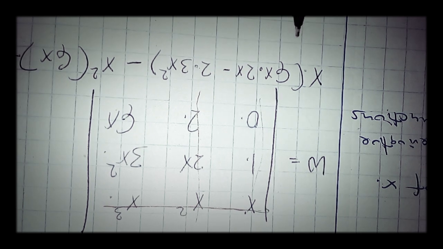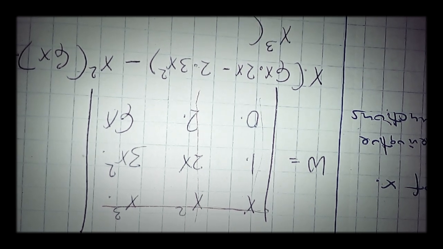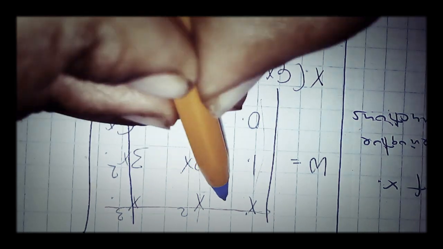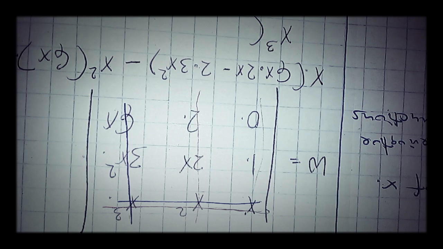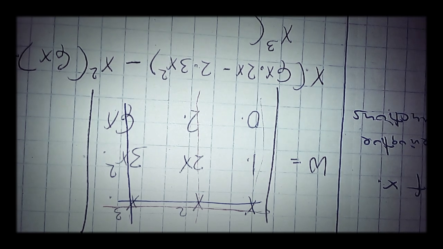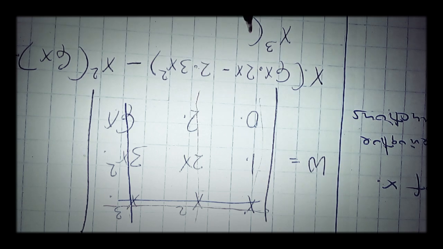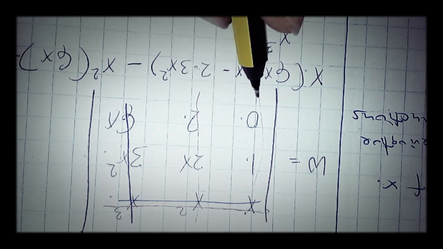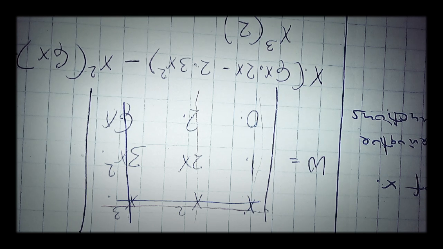And the last one will be x cubed. We cross the row and the column where that specific function lies, so that we are left with a 2 by 2 matrix. So it will be 2 times 1, that is 2, minus 0 times 2x, that is 0. So it will be just that. So we will be left with x.